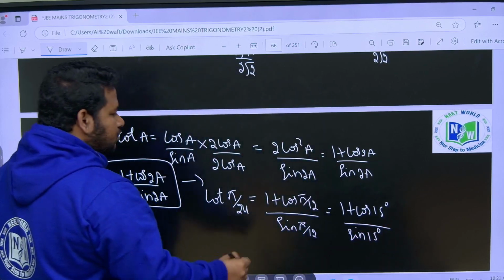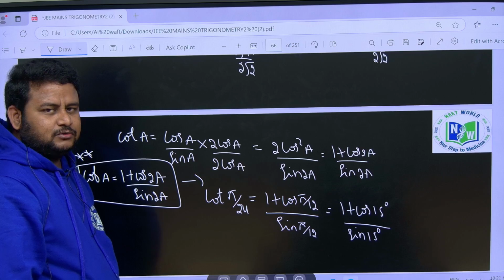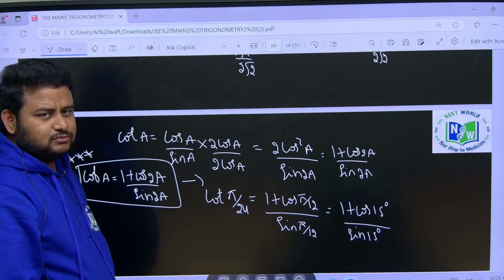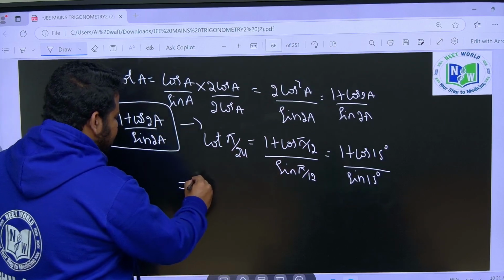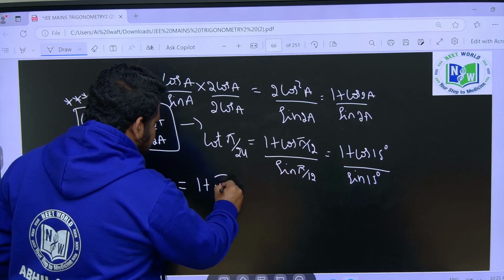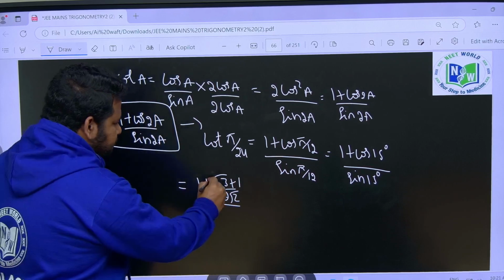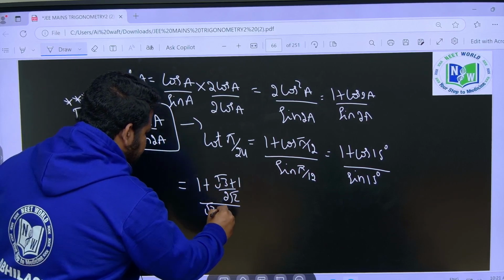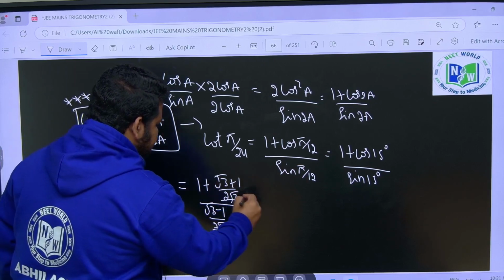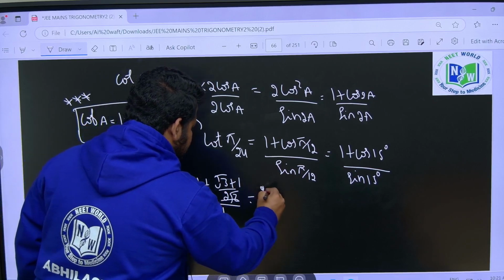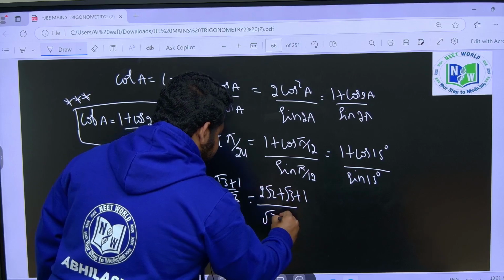So cos 15 degree is (root 3 plus 1) by 2 root 2, and sin 15 degree is (root 3 minus 1) by 2 root 2. If I put the values, this will be 1 plus (root 3 plus 1) by 2 root 2, divided by (root 3 minus 1) by 2 root 2. Got it? So this and this cancel, and we get (2 root 2 plus root 3 plus 1) by (root 3 minus 1).